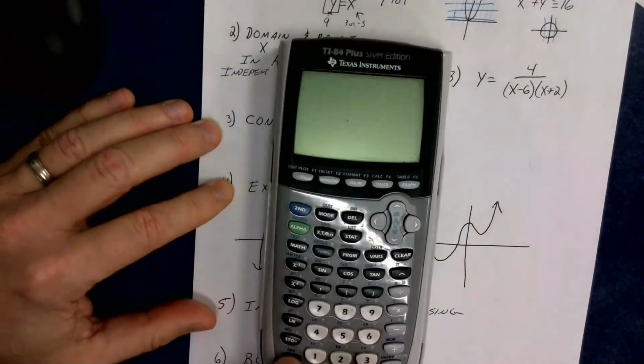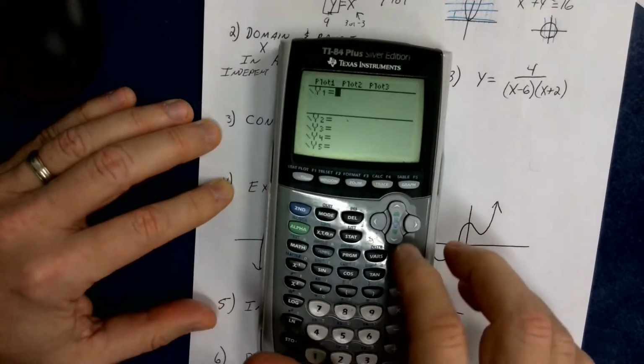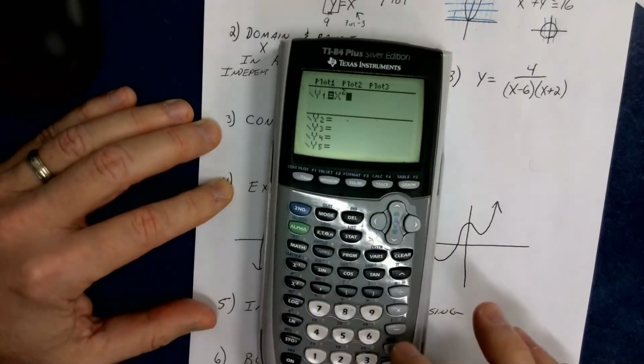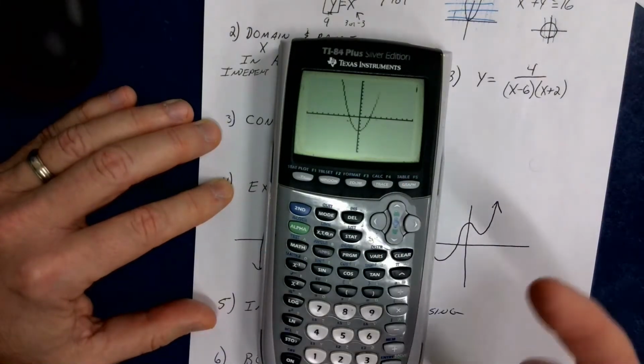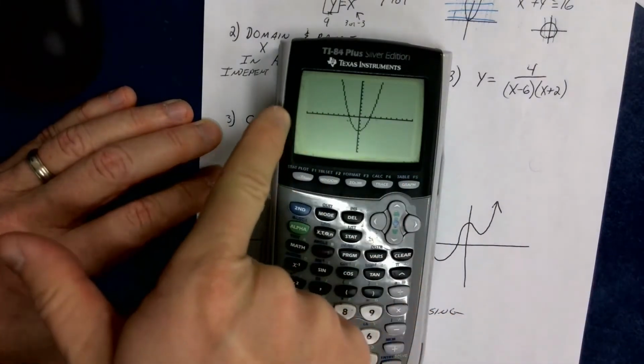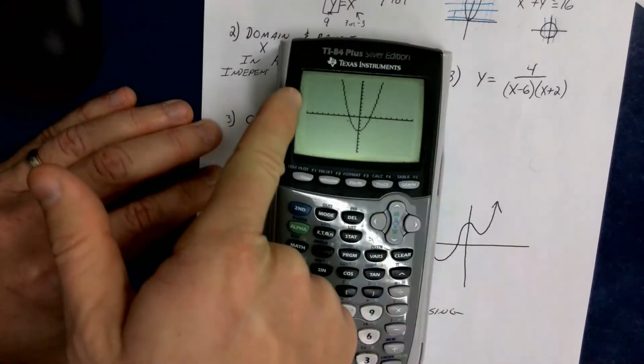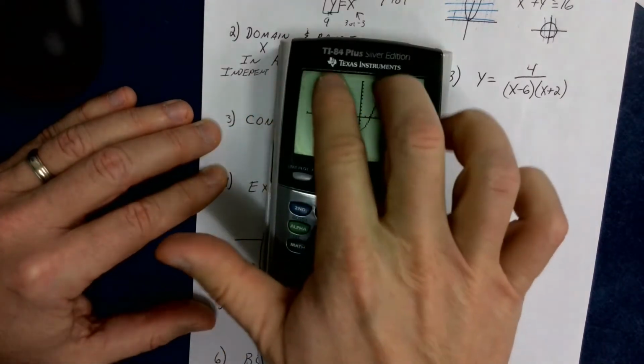Y equals x squared minus 4, and I go ahead and hit graph. And you can see domain means, is there an x value all the way over here? Yep, because the parabola is going to get really, really wide.